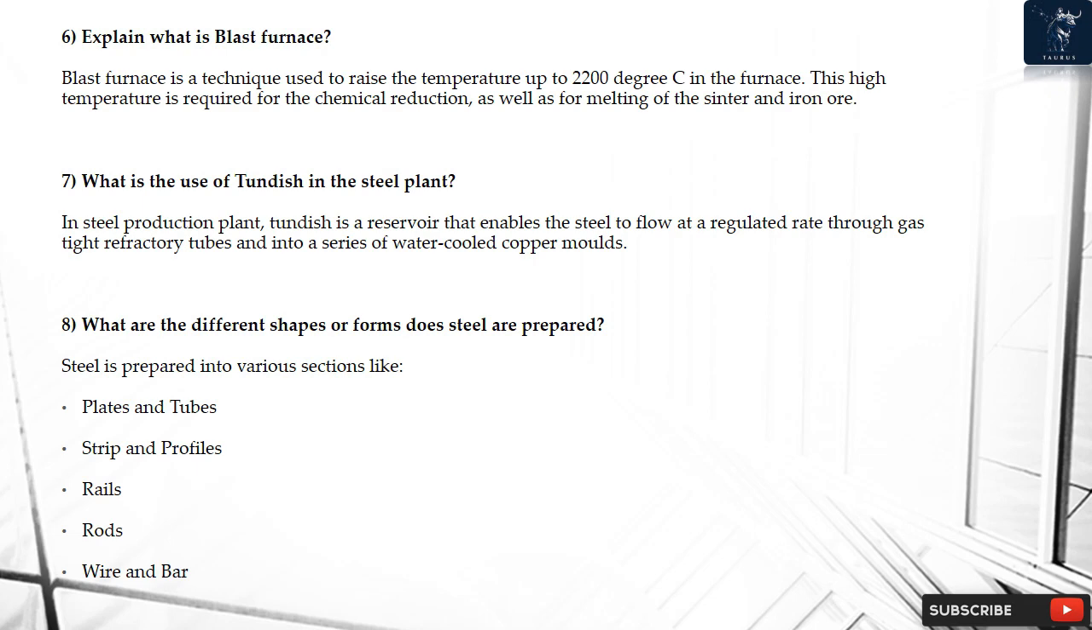6. Explain what a blast furnace is. A blast furnace is a technique used to raise the temperature up to 2200 degrees C in the furnace. This high temperature is required for the chemical reduction, as well as for melting of the sinter and iron ore.